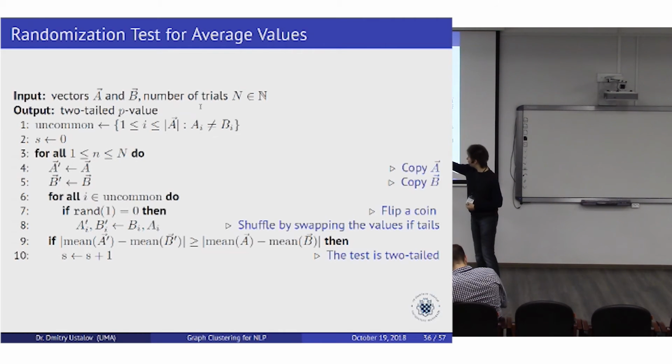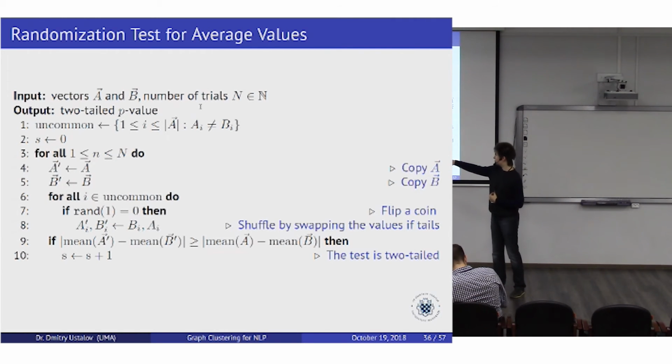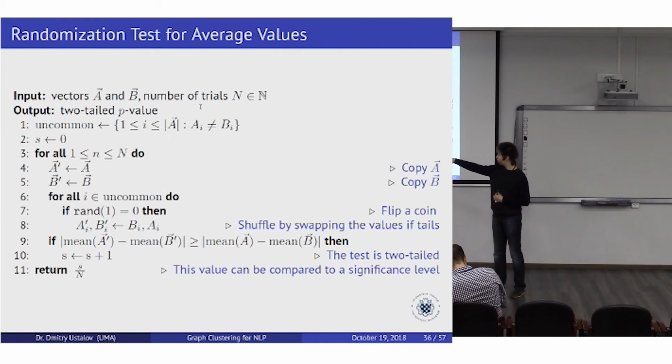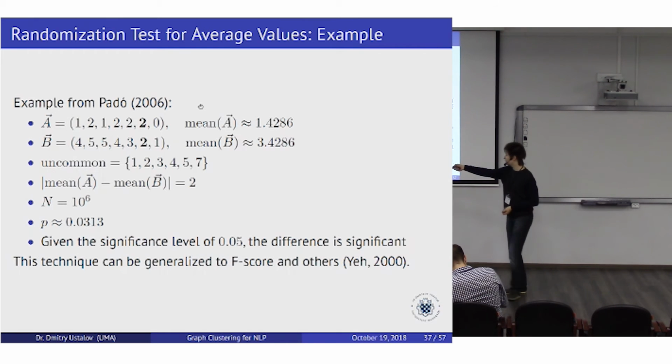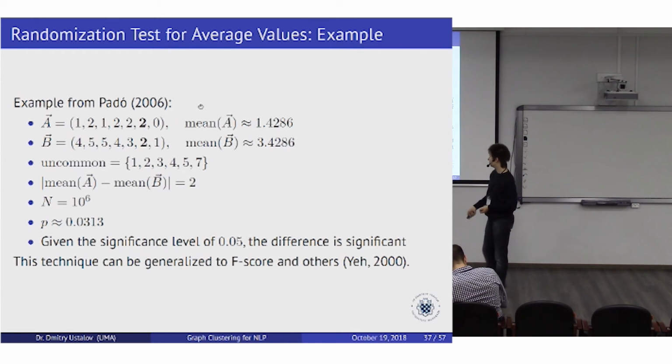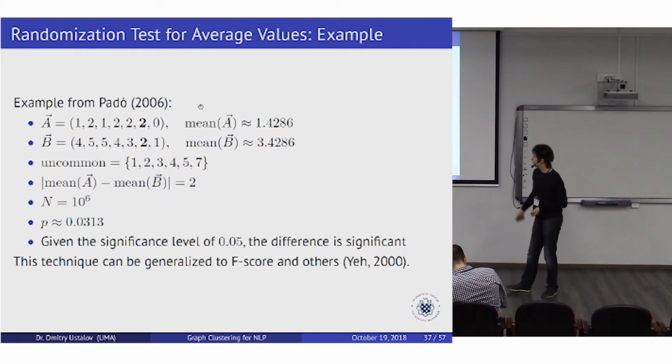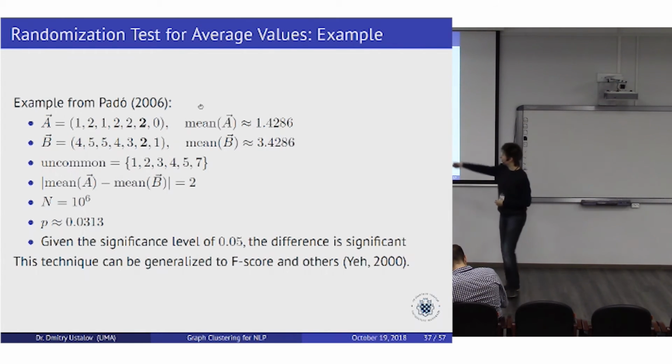If the difference in the original result is lower or equal to the swapped result, we count this as no actual difference found, because if this expression is true, we know the null hypothesis works: we swapped the results, but nothing substantial was found. That's the idea. You return just the number of successes divided by the number of trials. This is the p-value.